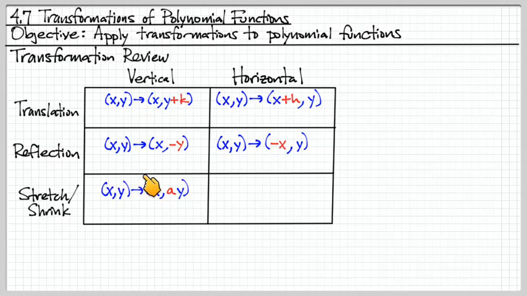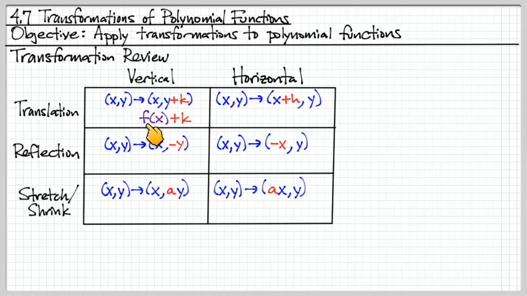For stretches and shrinks, we have vertical stretches. The y coordinate value is multiplied by this a factor, the stretch factor. Horizontal is the same, but instead of the y coordinate, the x coordinate is being multiplied by this value a. Now we have function rules for each one of these as well.